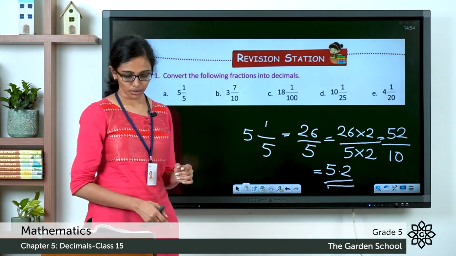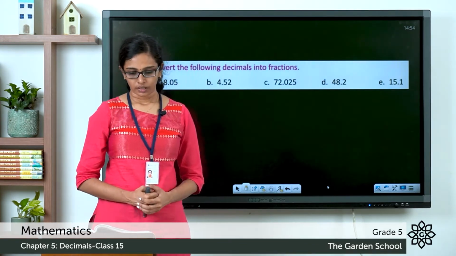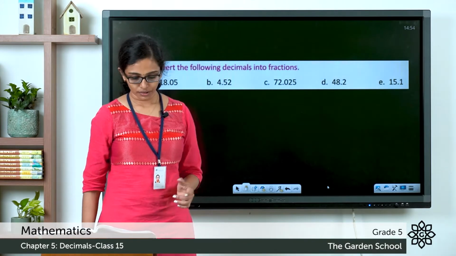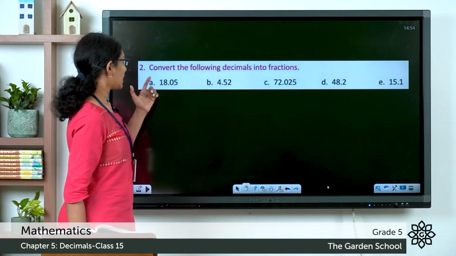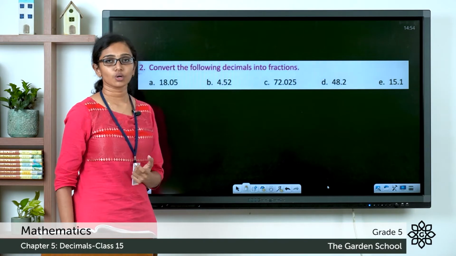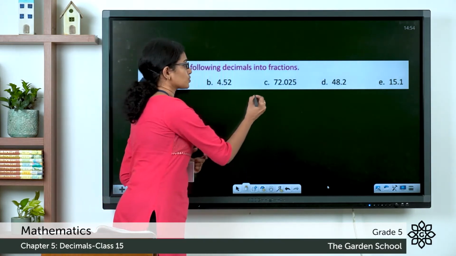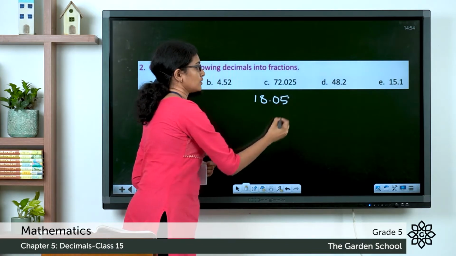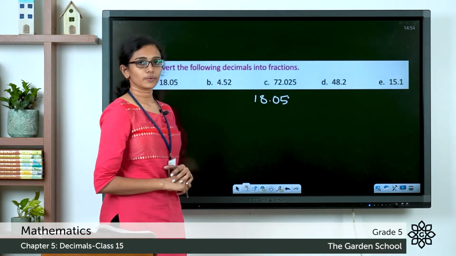Now let's move on to question number 2. Convert the following decimals into fractions. So the first question is A, 18.05. You are supposed to convert each of these questions to a fractional form. Let's see the first question.